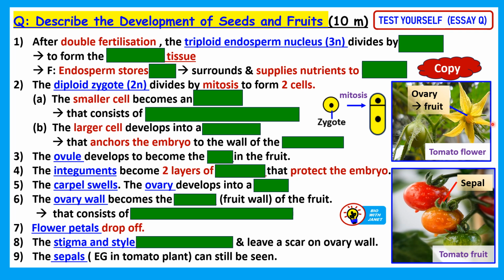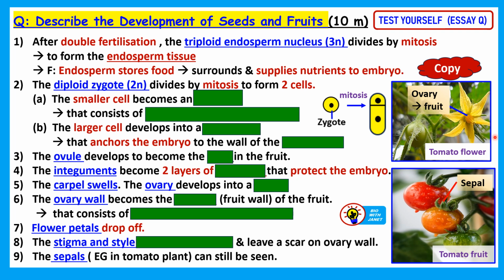After double fertilization, number one, the triploid endosperm nucleus, 3N, divides by what process? Mitosis, to form the endosperm tissue, okay, based on the word endosperm here. So triploid endosperm nucleus forms the endosperm tissue. Now, what is the function of endosperm? It stores food and surrounds and supplies nutrients to one structure, which is the embryo.